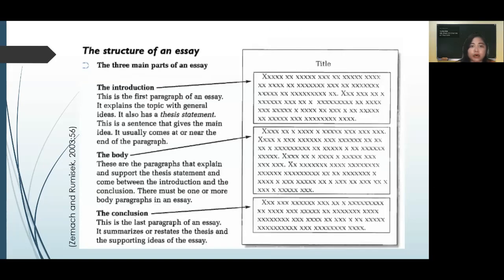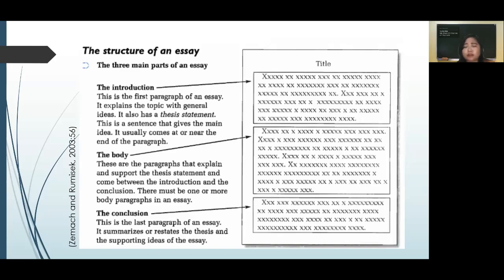What should be included in an essay? Here are the three main parts of an essay. Previously we also talked about the three basic parts of a paragraph. Now we talk about an essay. They are commonly the same, but the way we call them is different. The first part of an essay is the introduction, the first paragraph of an essay. It explains the topic with general ideas. It also has a thesis statement.